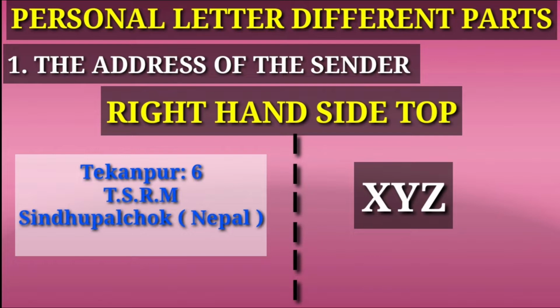For example, Tikkanpur 6, your place and ward number. TSRM, your municipality's name. Sindipalchok, your district's name. Nepal, your country's name. Here in this heading, you have to write your full address. But if you are asked to write XYZ in place of the address in your question, you will have to write XYZ only in place of the address in your answer.